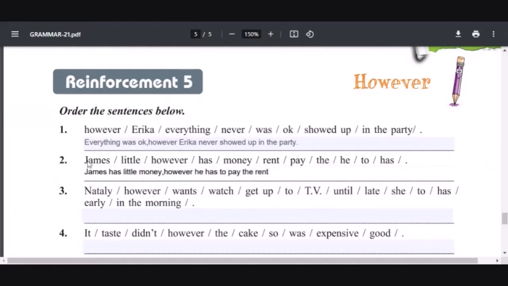Let me see. James is complete. Little is here. However, is here. Has is here. Money is here. Rent at the end. Pay is here. He is here. To is here and has here. James has little money. However, he has to pay the rent.